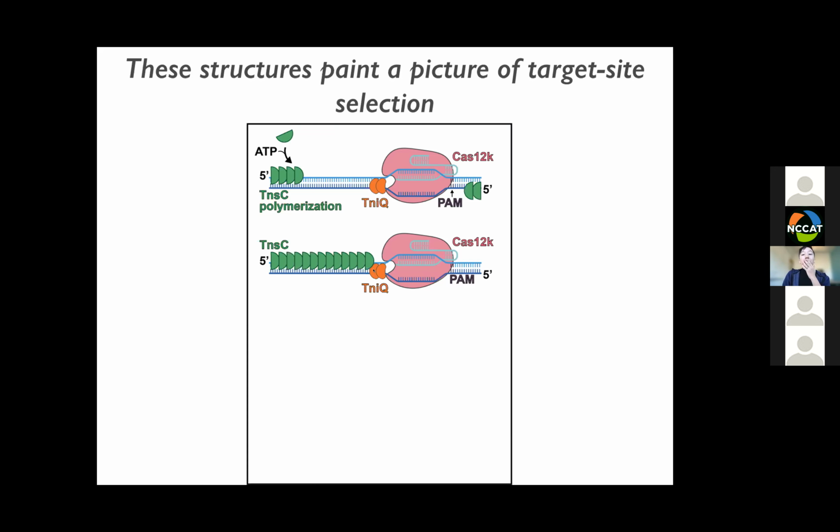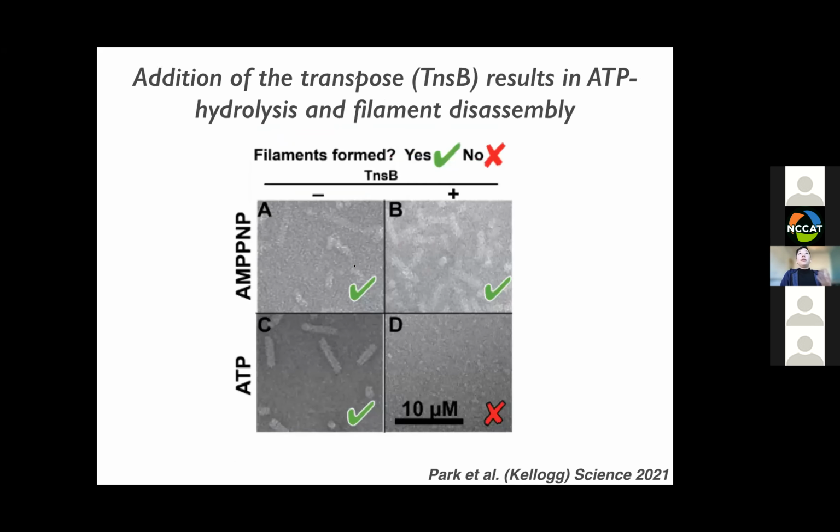But we also wondered, okay, now how does the transposase actually get brought to the target site, right? Because this is forming a long helical filament. It's potentially just as long as the DNA substrate it's polymerizing on. But based on past literature from Mu and the Tn7 fields, we knew that probably the transposase itself is stimulating nucleotide hydrolysis and filament disassembly.